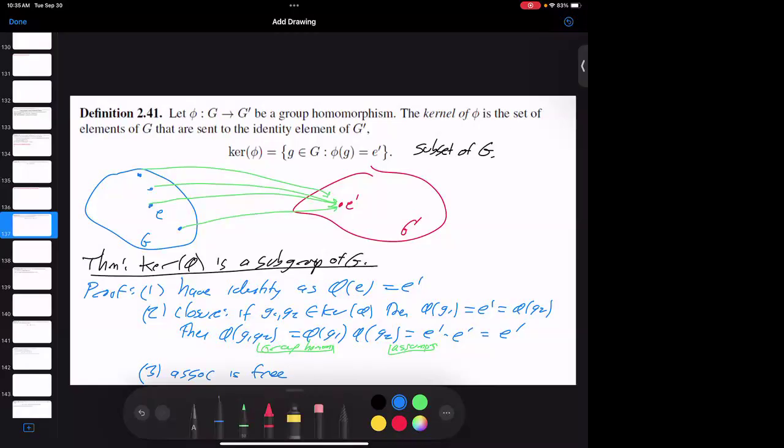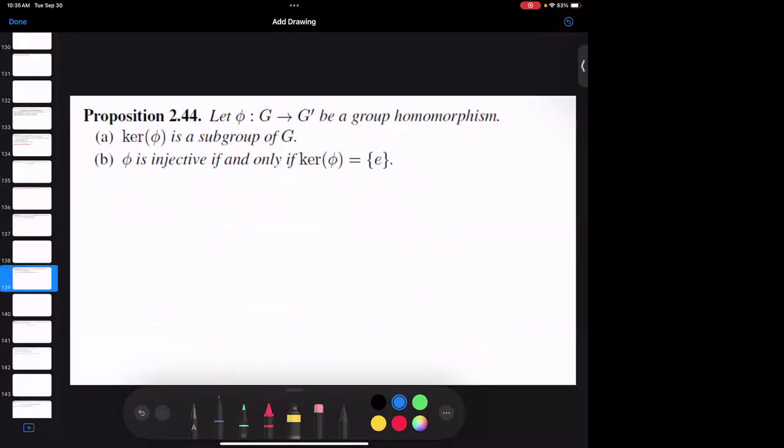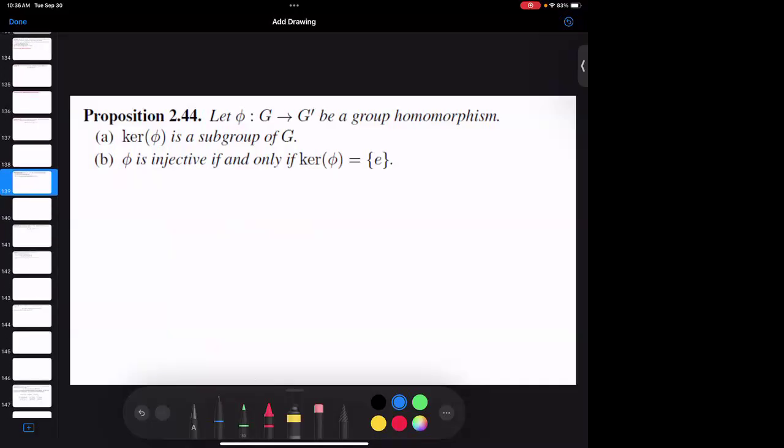Okay. So we just showed that it's necessary that the only thing that's sent to E prime is E if you want to have a chance of being injective. But that might not be enough. So what this proposition is saying is that actually is enough. That if you have the kernel is the identity, then you must be injective. You must be one-to-one. It didn't have to be that way, but it goes in both directions. So I will leave that as an exercise for you to prove. If there's some time at the end of today, we'll come back and we'll discuss that.